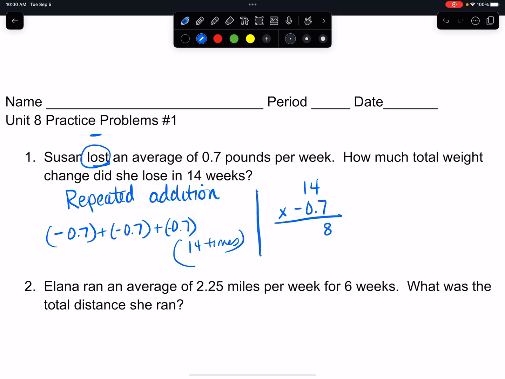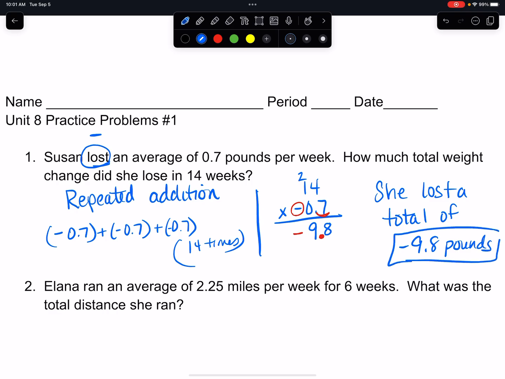4 times 8 is 28, carry the 2. 7 times 1 is 7, plus 2 is 9. I then have to remember that I have one decimal point, so I put my decimal point here, and I have to remember that it is negative. So she lost a total of negative 9.8 pounds. On the test, because you don't type lost, you need to make sure that you put the negative.